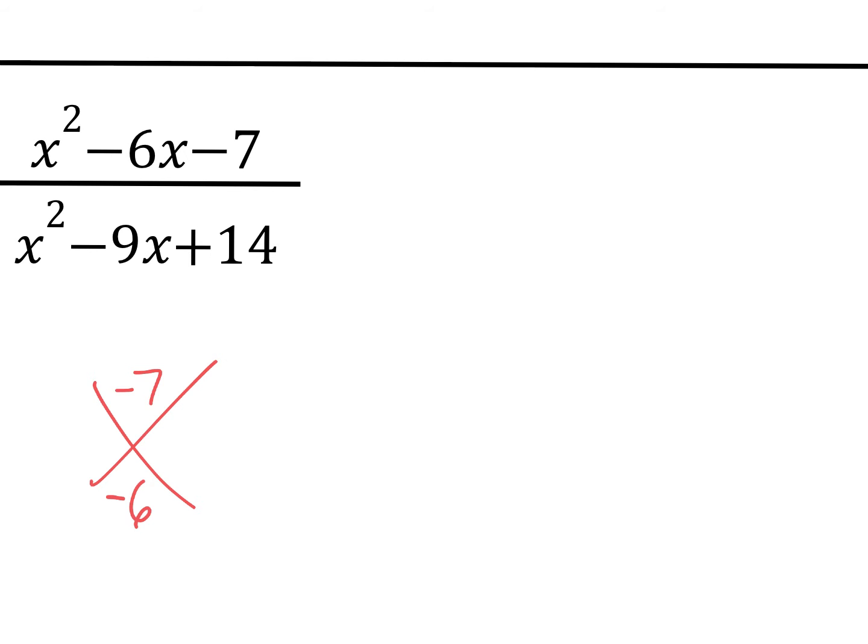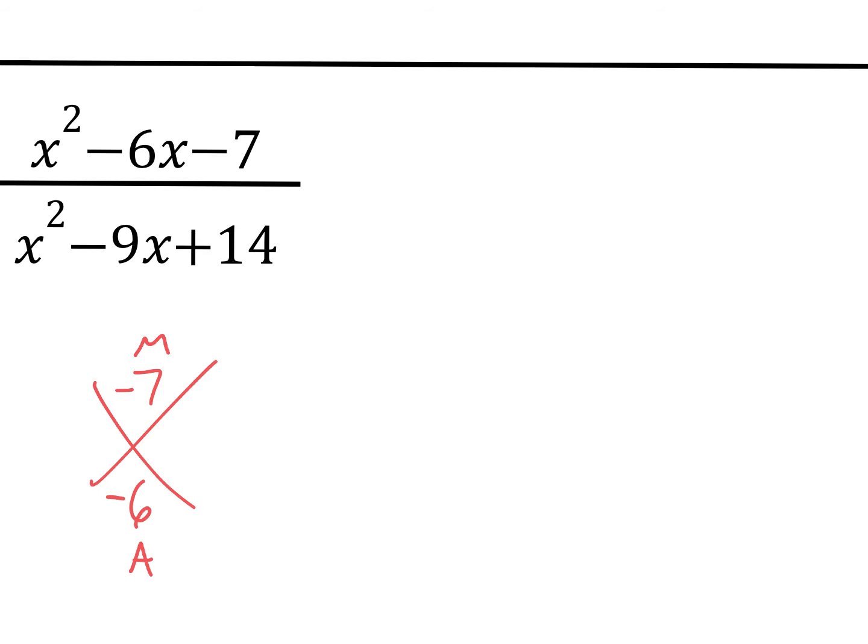Negative 6. Okay, so now I need to think about two things that will multiply to the top and add to the bottom. If I can't do this in my head, that's fine. You take your calculator, type in the top number, so type in negative 7. Now you start dividing it by numbers, starting with 1. Negative 7 divided by 1 is negative 7.